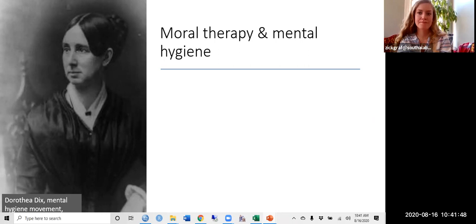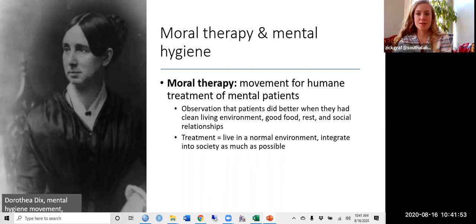Moral therapy was basically a reform movement happening in the 19th century for better treatment of institutionalized people. There was a social, psychological model behind it, based on the observation that when institutionalized people were living in clean conditions, when they were treated humanely and with respect, when they were allowed to have dignified work and social relationships, their mental illness and their functioning actually improved. They did better when they had better living conditions.